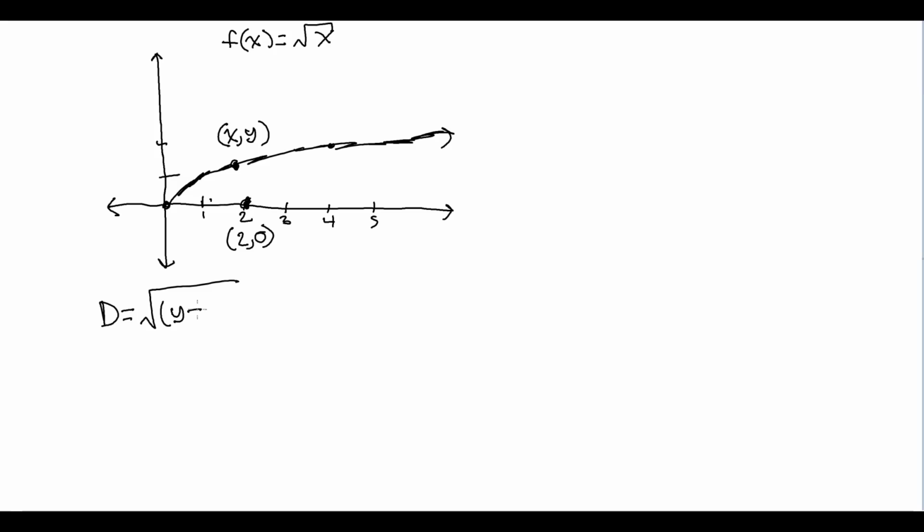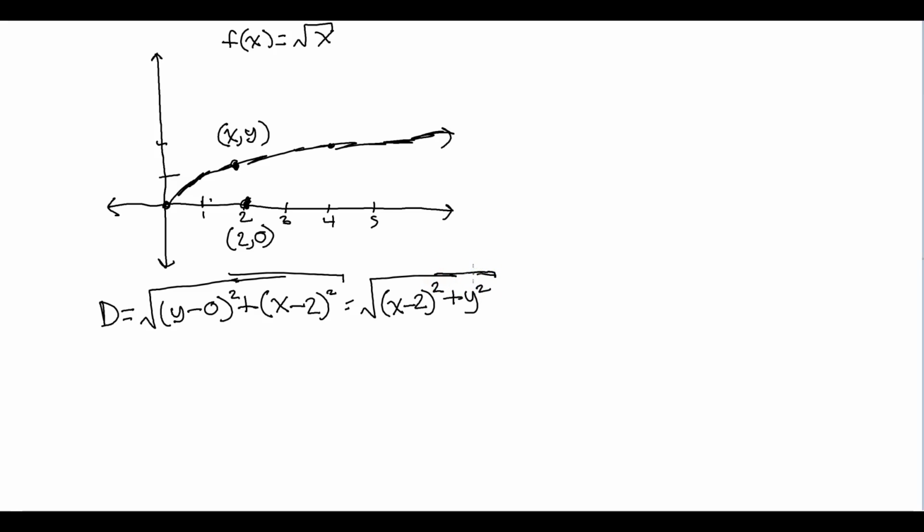y2 minus y1 plus x2 minus x1. Doesn't really matter the order. Okay, so we have square root, so y2 minus y1 squared plus x2 minus x1 squared. Okay. So you have x minus 2 squared plus y squared.